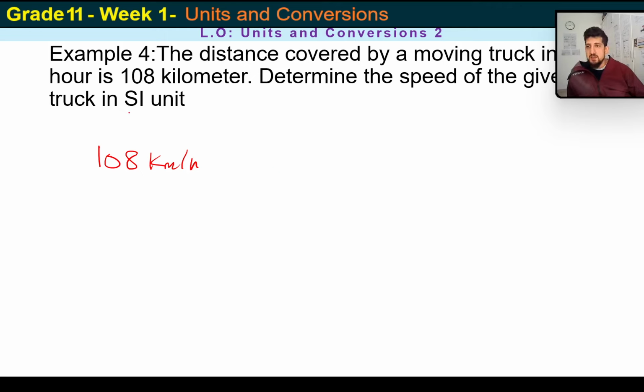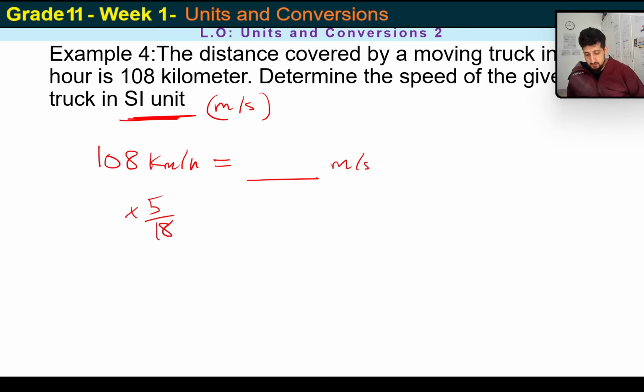Well, first of all, the SI unit for speed is meters per second. You should know that, okay? If you didn't know that, that's fine. Now you know. The SI unit for speed is meters per second. So what I need to do is convert from this to meters per second. Now we know how to do that. You can simply multiply by 5 over 18. So 108 multiplied by 5 over 18 equals 30 meters per second. Okay, that's how you do that one.